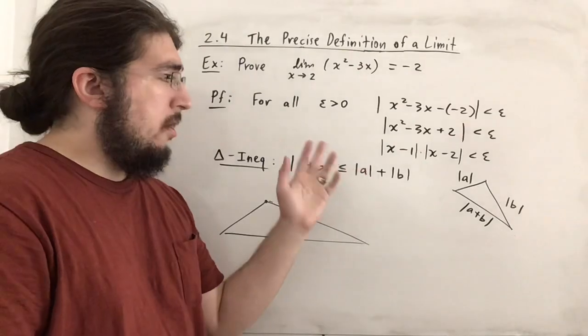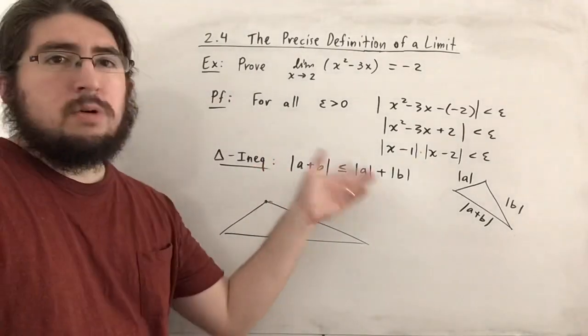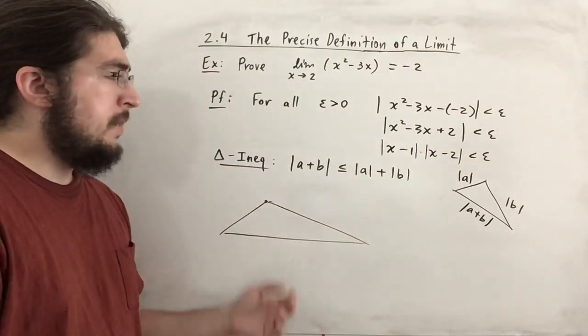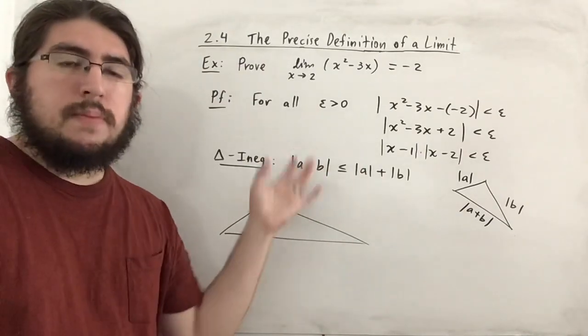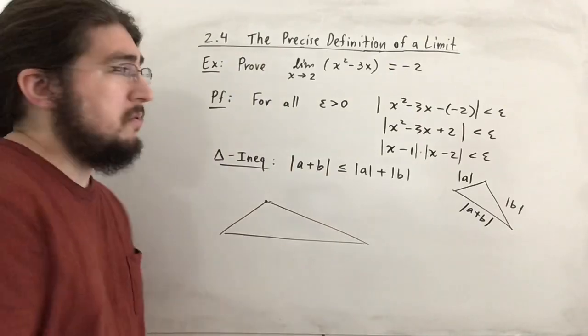Now, if a and b are both positive numbers, then there's no difference here. It's actually equality, and you can test it out with a few different numbers. But when a and b start to be negative, this will start to make more sense as far as what we have, less than or equal to.